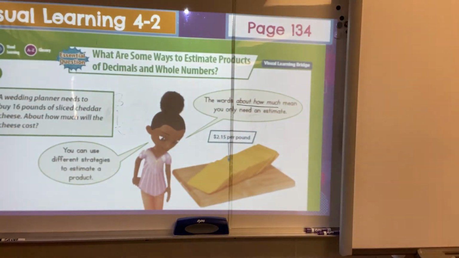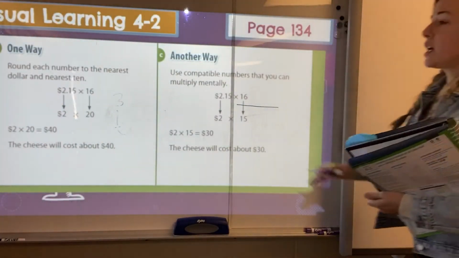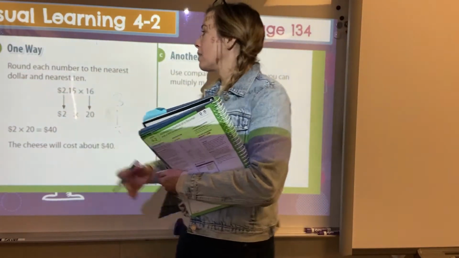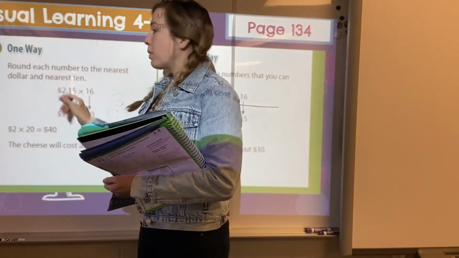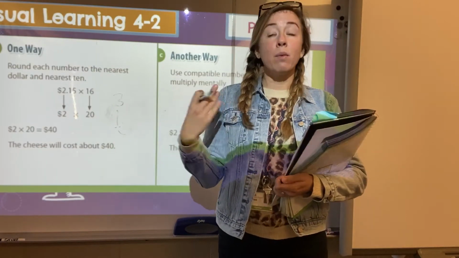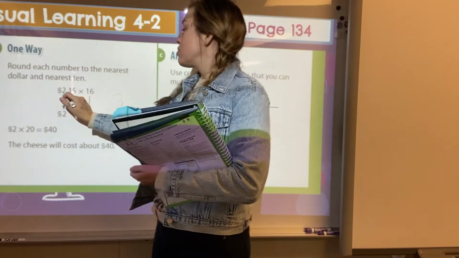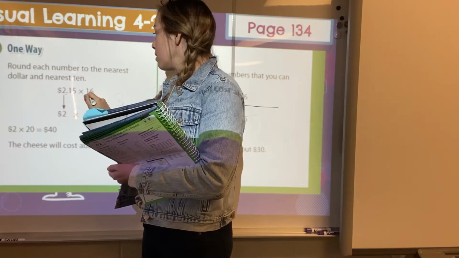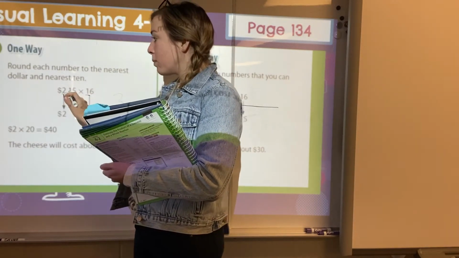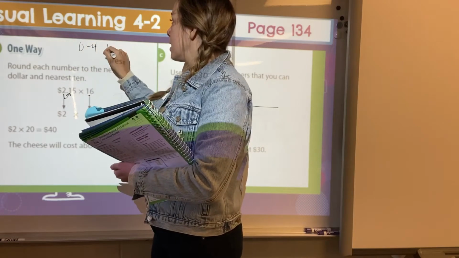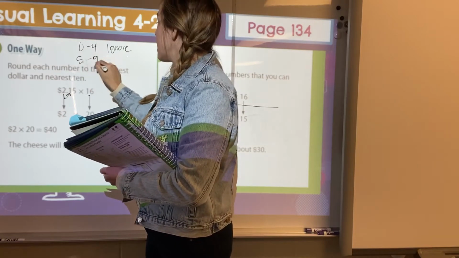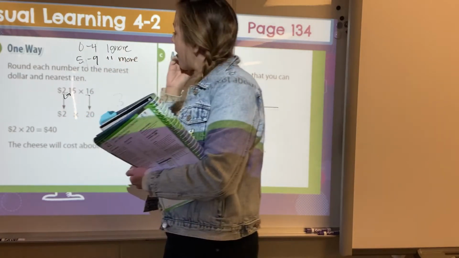All right, let's go ahead and move down to the bottom part. It was $2.15 per pound. She needed 16 pounds. So one way is to round each number to the nearest dollar and nearest 10. So we're rounding to the largest place value that we can. That's something that we did back in unit, I think 1 and 2. So they underline their largest whole number that they could round to. So it was 2 here, or the 10th place here. Look next door at the 1. Well, the 1, 0 through 4, remember, ignore. And then 5 through 9 was add 1 more.